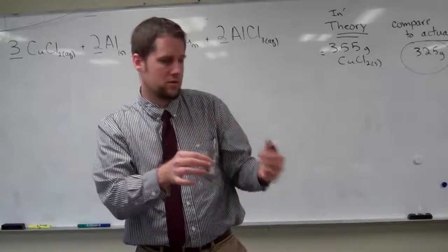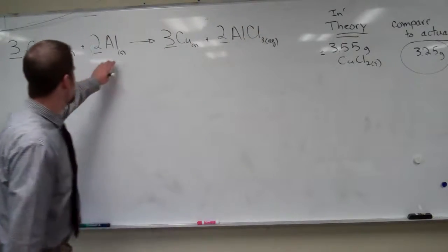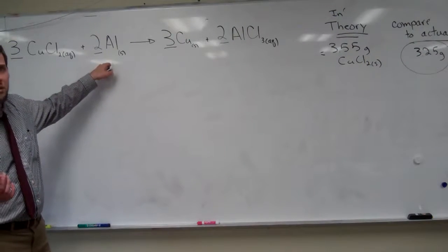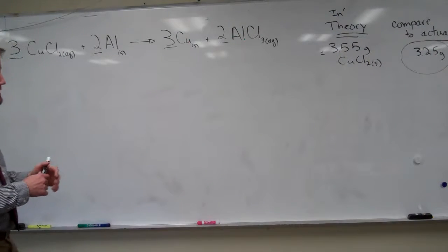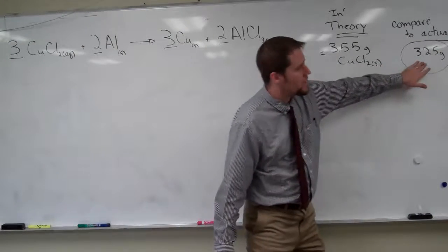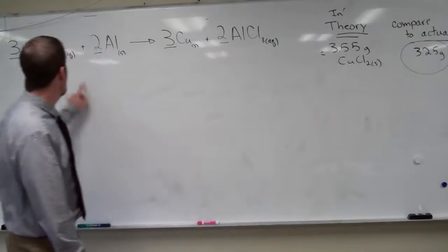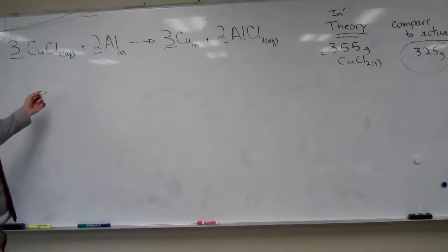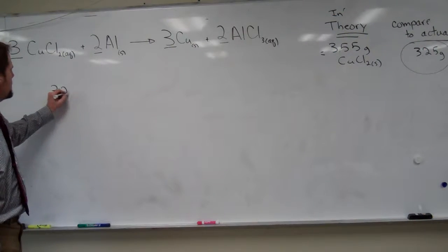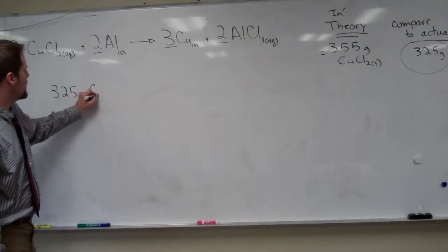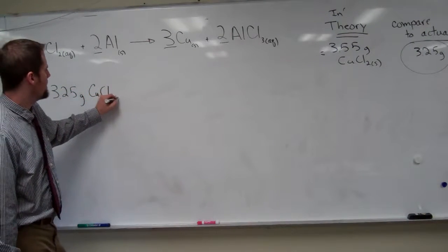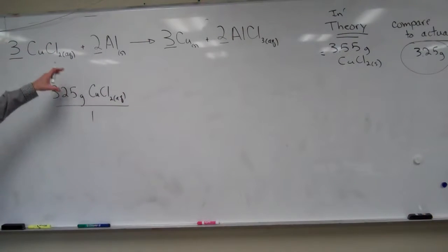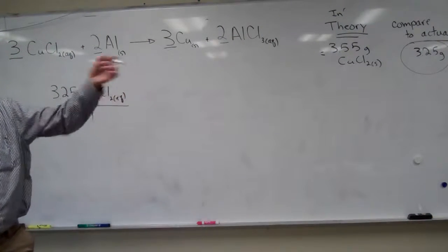It needs two parts to run. It needs aluminum and my copper chloride. So I want to ask myself how many grams of this would I have expected to react given that I used 3.25 grams of copper chloride to start. Okay, so I'm going to start with that number over here and say, okay, 3.25 grams of copper chloride. That's how much created that blue solution in this case, my hypothetical case.